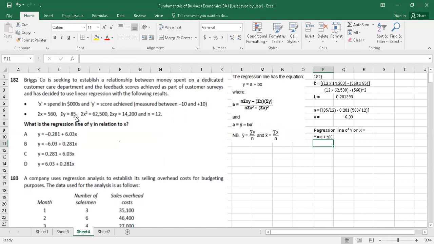So regression line would be y is equal to a. We got it as minus 6.03, 6.03 plus b value we have it as 0.281 x. Okay, that's the equation. So on that note, it should be B. B is the answer.